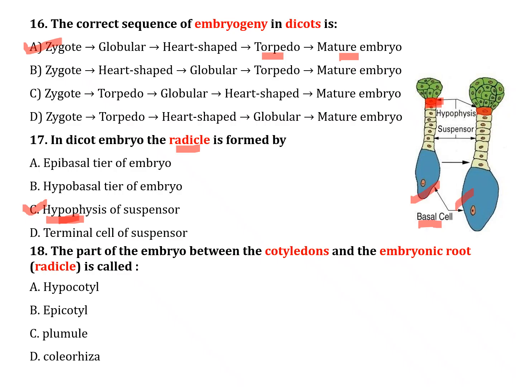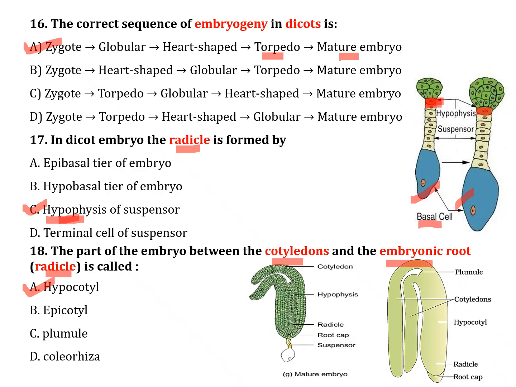The next question, number 18. The part of the embryo between the cotyledon and the embryonic root, that is radical, is called option A, hypocotyl; option B, epicotyl; option C, plumule; option D, coleorhiza. Correct answer is option A, hypocotyl. This is the cotyledon and this is the radical, and the part between them is called hypocotyl. This is the hypocotyl, this is the cotyledon, and this is the radical or root part, and the part between is the hypocotyl.